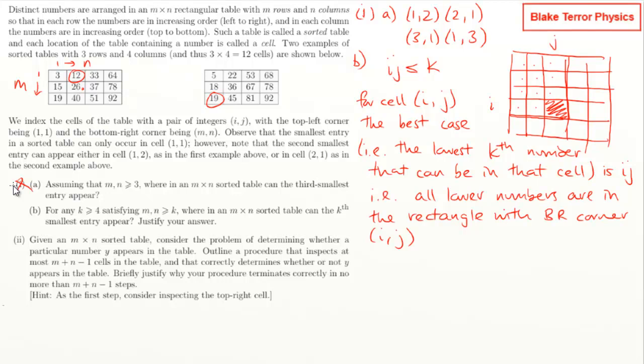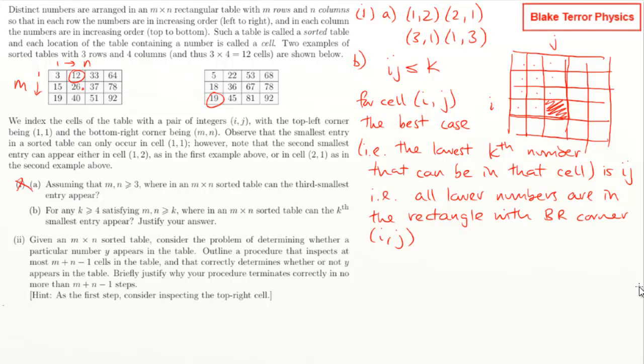Part II. Given an m by n sorted table, consider the problem of determining whether a particular number y appears in the table. Outline a procedure that inspects at most m plus n minus 1 cells and that correctly determines whether or not y appears in the table. Wow, this sounds tough. Briefly justify why your procedure terminates correctly in no more than m plus n minus 1 steps. Hint: as the first step, consider inspecting the top right cell. I'm glad I got a hint.